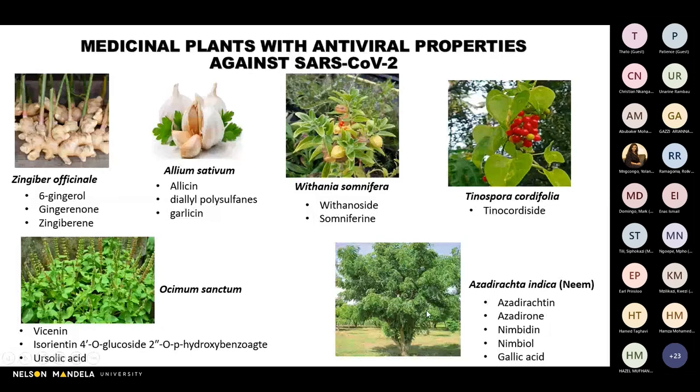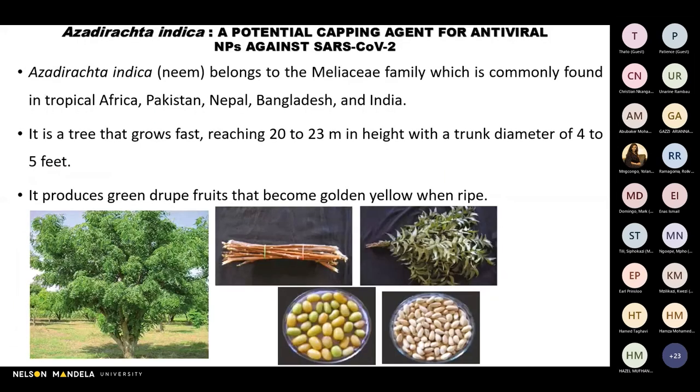Now let's focus a little bit on Azadirachta indica, which, according to our research group, is a potential capping agent for antiviral nanoparticles against SARS-CoV-2. So Azadirachta indica belongs to the Meliaceae family, which is commonly found in tropical Africa, in Pakistan, in Nepal, in Bangladesh, and in India. It is a tree that grows fast, reaching 20 to 23 meters in height, with a trunk diameter of 4 to 5 feet. And it produces a green drupe fruit that becomes golden yellow when ripe, as is illustrated here in this picture.